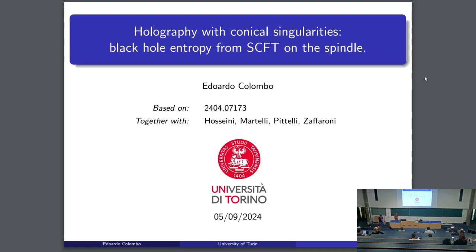Our next speaker is Edoardo Colombo, who is going to talk about holography with conical singularities, black hole entropy from SCFT on the spindle. Hello, everyone. Today I will talk about some work I've done in collaboration with Hosseini, Martelli, Pittelli, and Zaffaroni.